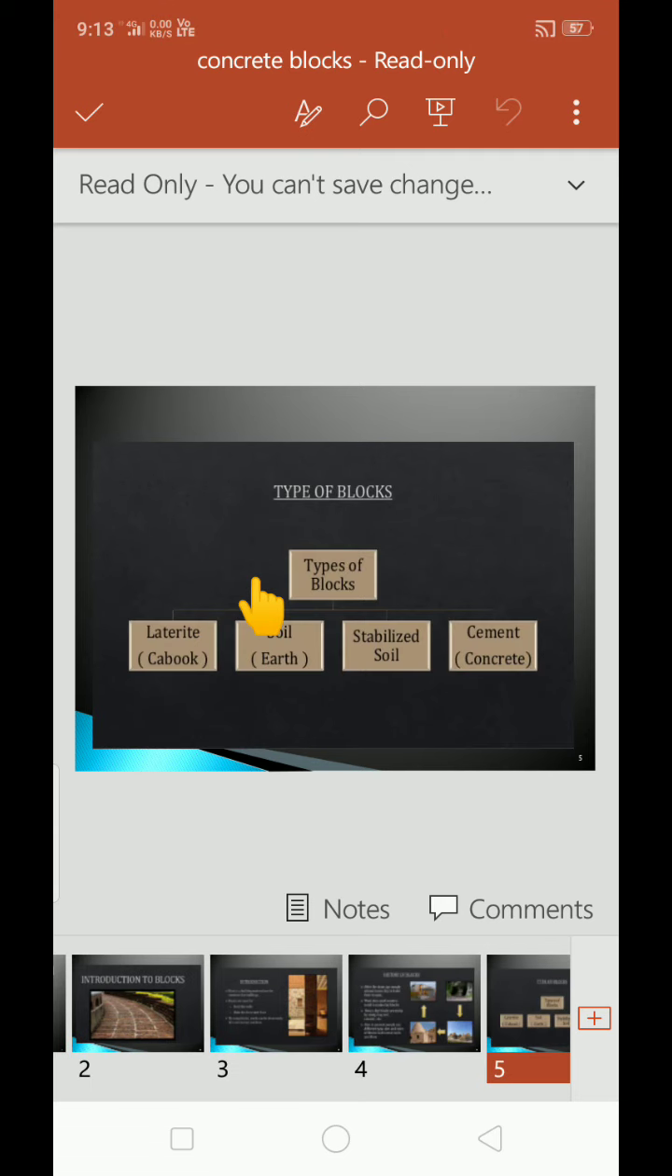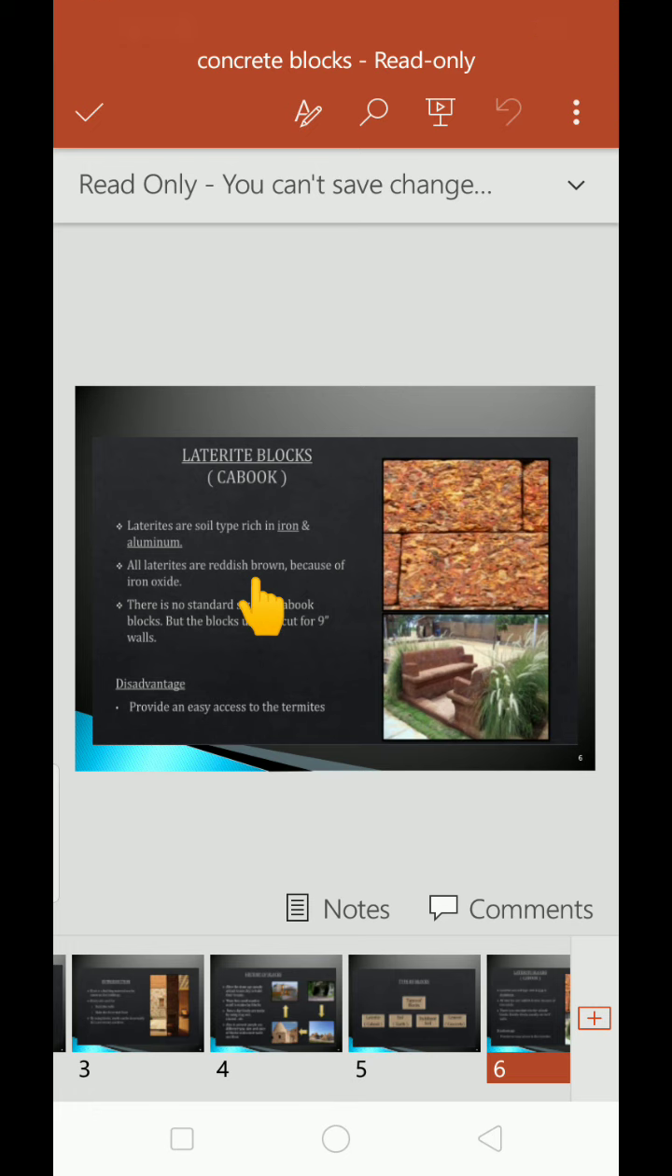So these are the few types of blocks. In that, the first one is laterite blocks, next one is soil blocks, third one is stabilized blocks, and the last one is cement or concrete blocks. So laterite blocks, this is an example of laterite blocks.